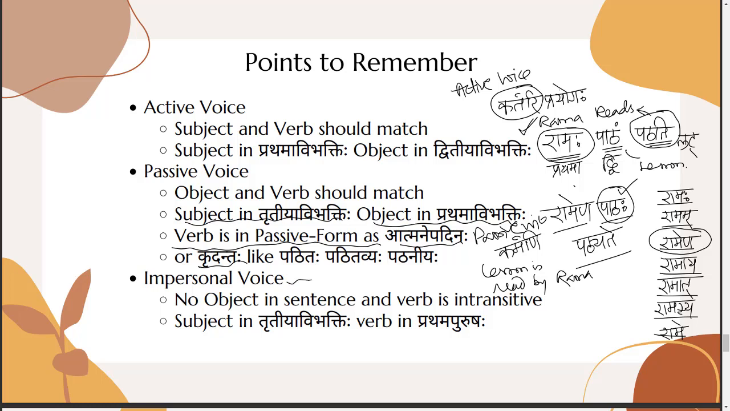Then in impersonal voice, we will not find an object. Ramena hasitam. Like that we will find no object, and the verb will be an intransitive verb. The subject is in Tritiya Vibhakti. The verb will normally be in Prathama Purusha. In other Purusha, you don't find it in impersonal voice.